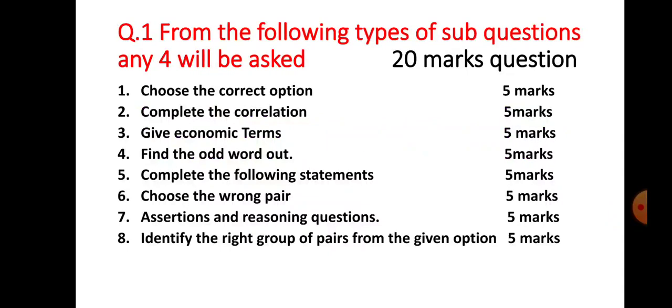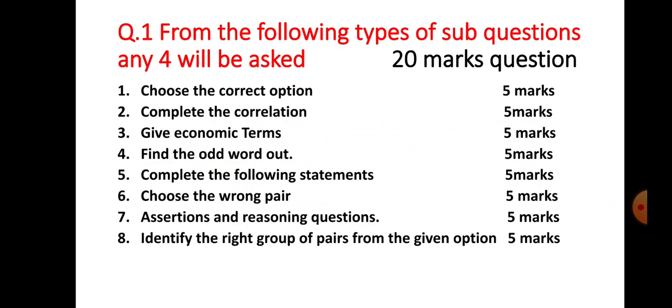Today I am going to discuss objective type questions. Objective type questions means question number 1 in your theory paper. From the following types of sub question, any 4 will be asked by the board. There are 4 sub questions: question number 1A, B, C and D. Each sub question carries 5 marks, so 5 into 4 is equal to 20 marks. So question number 1 carries 20 marks.